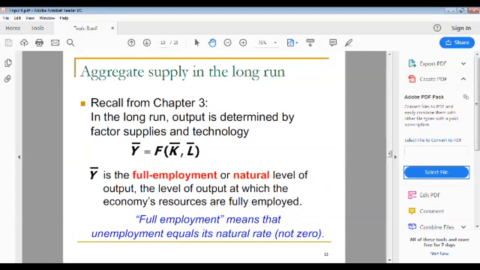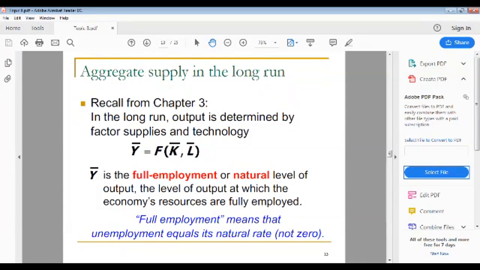Now we need to combine this with supply. But I want you to take note that this supply curve is going to look different in the short run than it does in the long run. In the long run, everything is fixed in terms of capital stock and labor stock, not in terms of price, but in terms of how much capital you're going to have and how many workers you're going to have. Basically, this is just saying I'm at the extent of my production possibilities frontier, right? I'm at the edge of what I can produce.